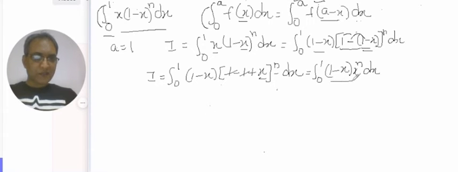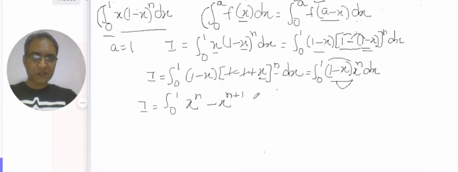Now let us simplify this. Open the bracket. So I will be integration 0 to 1. This 1 into x to the power n will be x to the power n, minus this x into x to the power n, this will be x to the power n plus 1. We know that in multiplication, powers are added up. Now we have to integrate these two functions and then we have to substitute the limits.